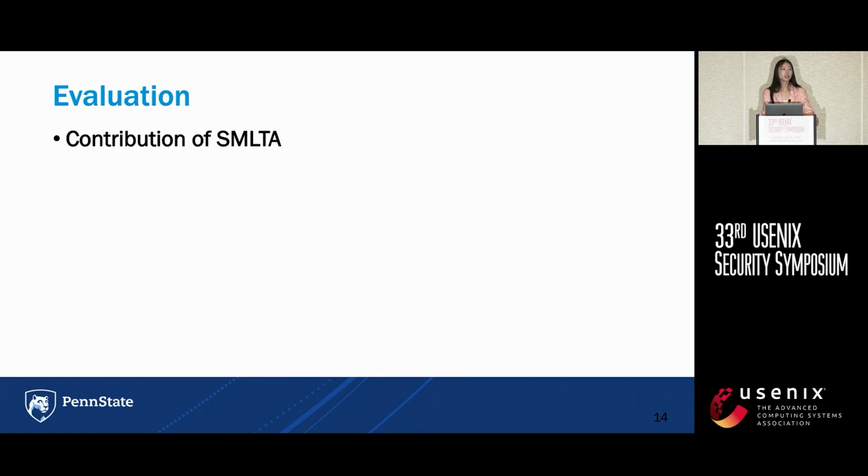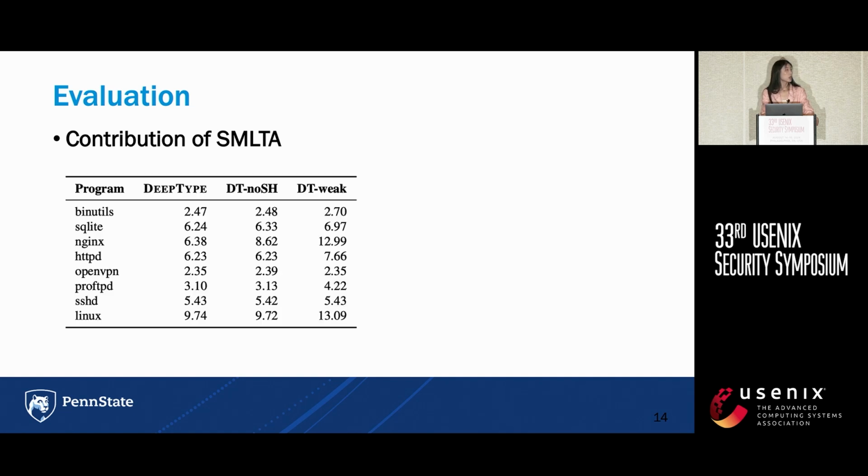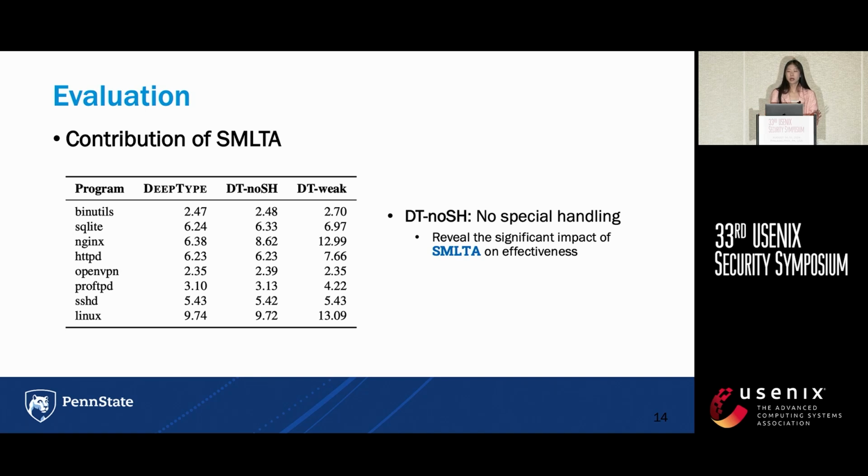But how much effectiveness is contributed by SMLTA? This table shows the answer. It shows the ANT value of DEEPTYPE, DT-no-sh, and DT-weak. Here, DT-no-sh is DEEPTYPE without special handling. We can see the ANT values of DEEPTYPE and DT-no-sh are extremely close, showing that the impact of special handling is trivial because it is designed for corner cases. And the extremely close ANT values also reveal the significant impact of SMLTA on effectiveness.